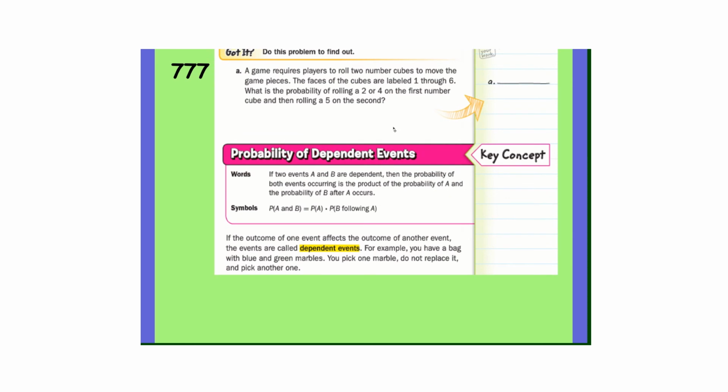The game requires players to roll 2 number cubes to move through the game pieces. The faces of the cubes are 1 through 6. What is the probability of rolling a 2 or a 4 on the first number cube and a 5 on the second? So go ahead and pause and do that one.